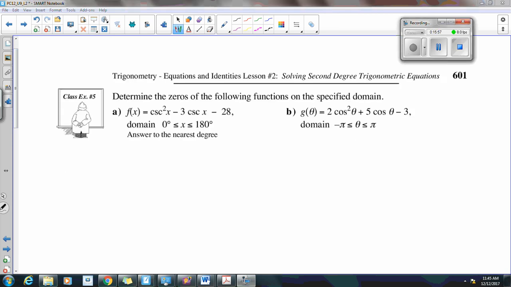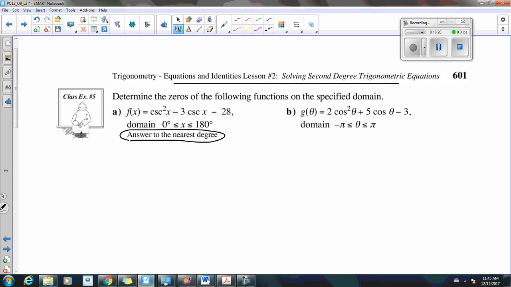Okay, so example 5a, determine the zeros of the following functions on the specified domain. So here we have cos squared x minus 3 cosecant x minus 28. And we're just looking for solutions between 0 and 180 degrees. And we want the answer to the nearest degree. So whenever we see this, that means it's not looking for an exact value. So we can rely a little bit more on our calculators than usual. And really, if you're just asked for this, you could solve this by graphing, but we'll step through it algebraically.